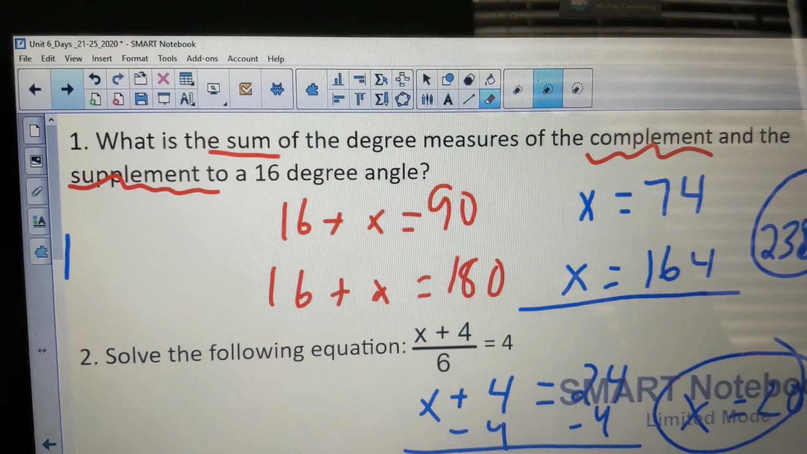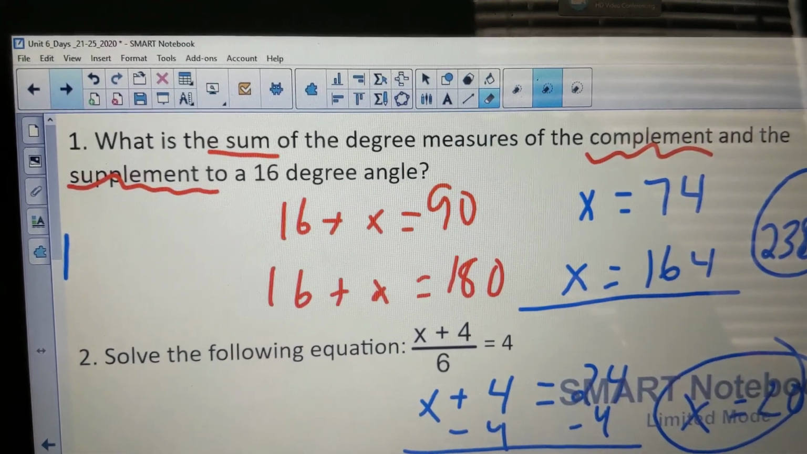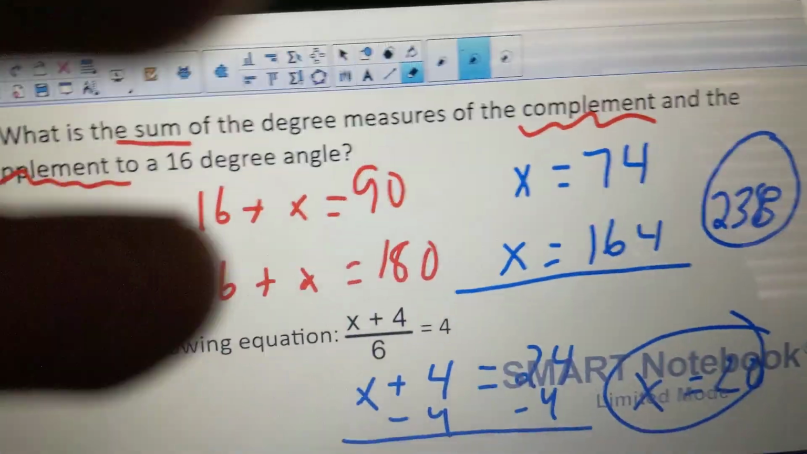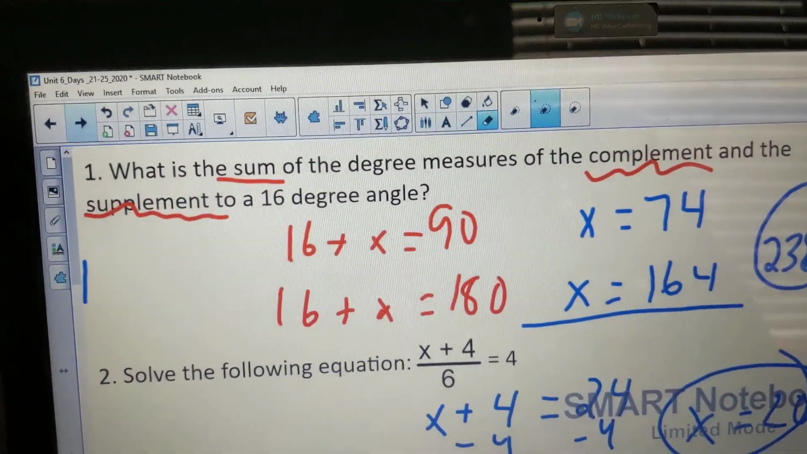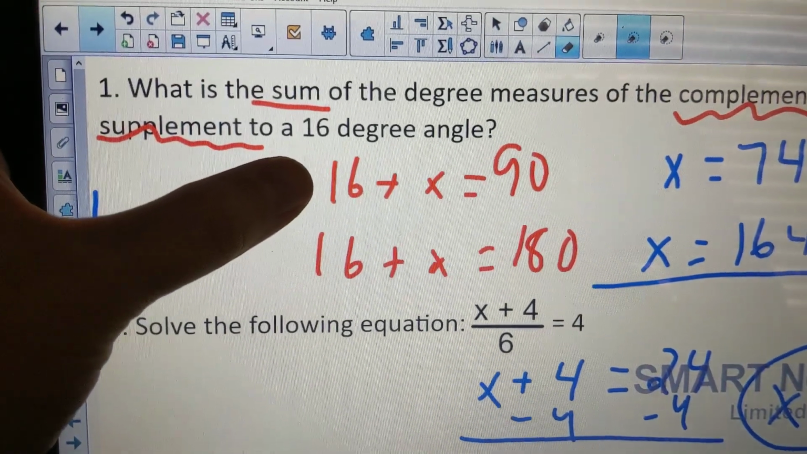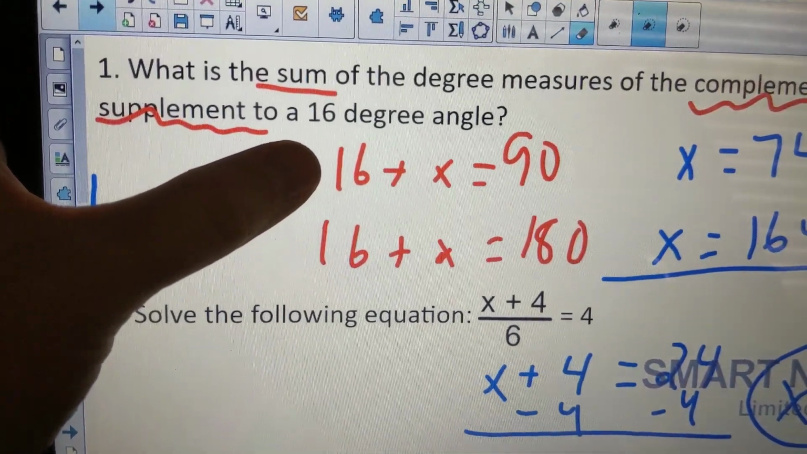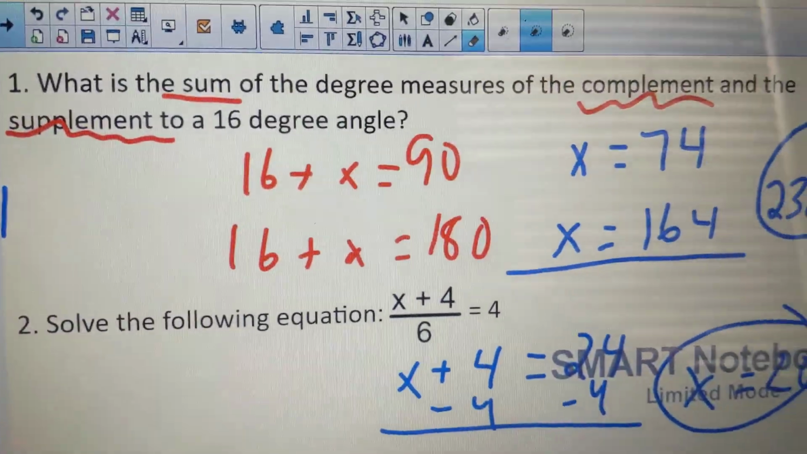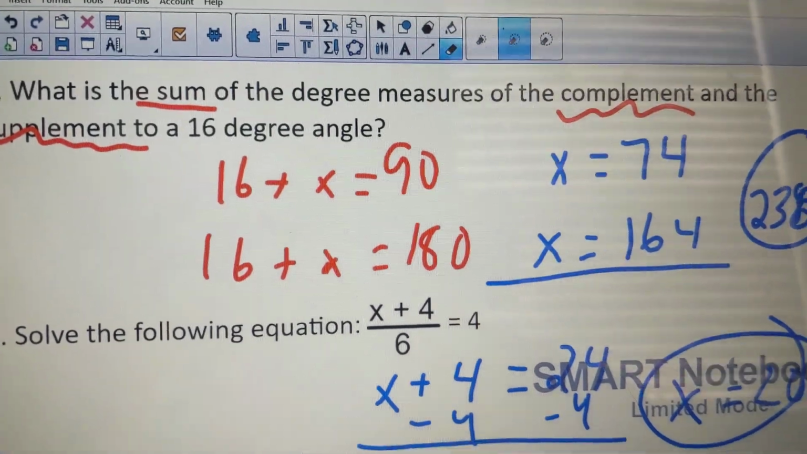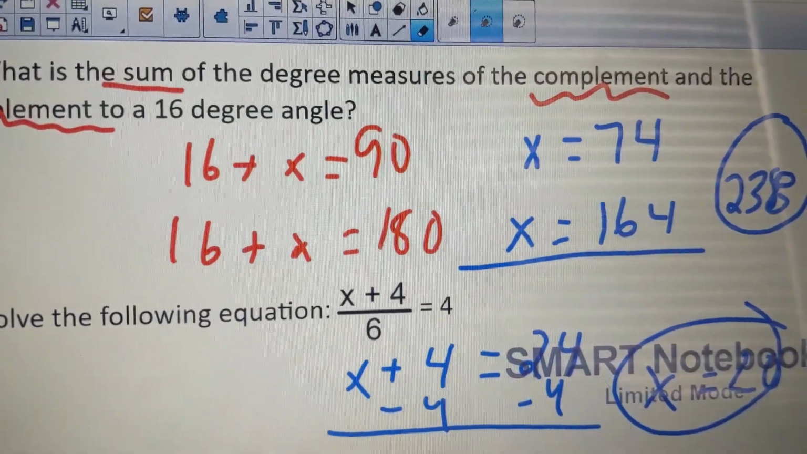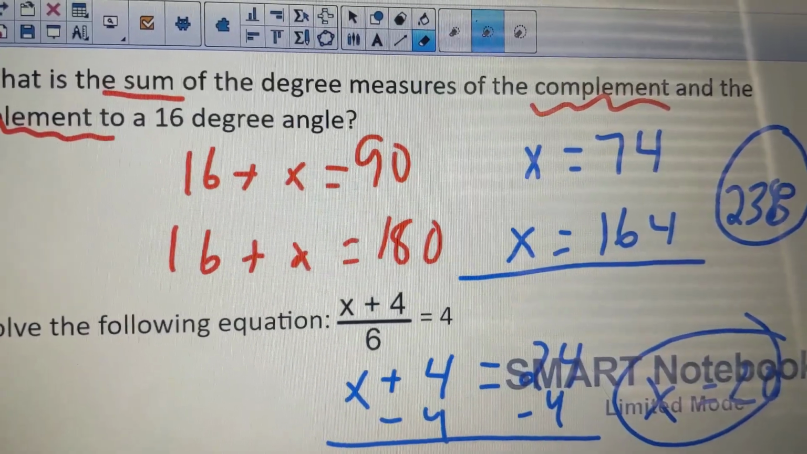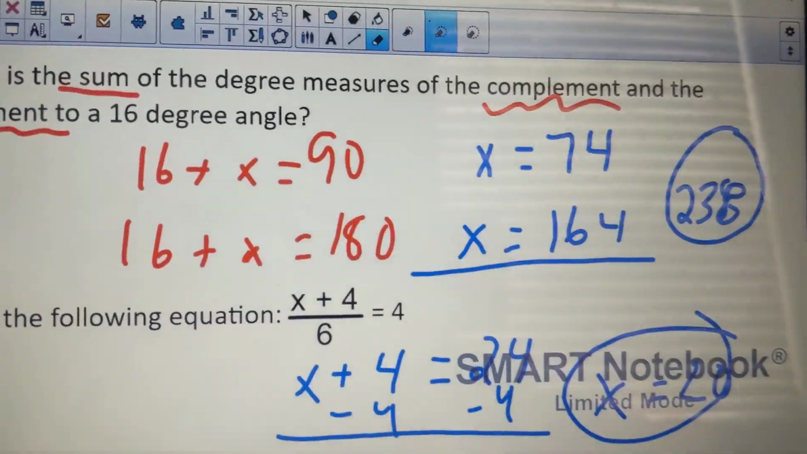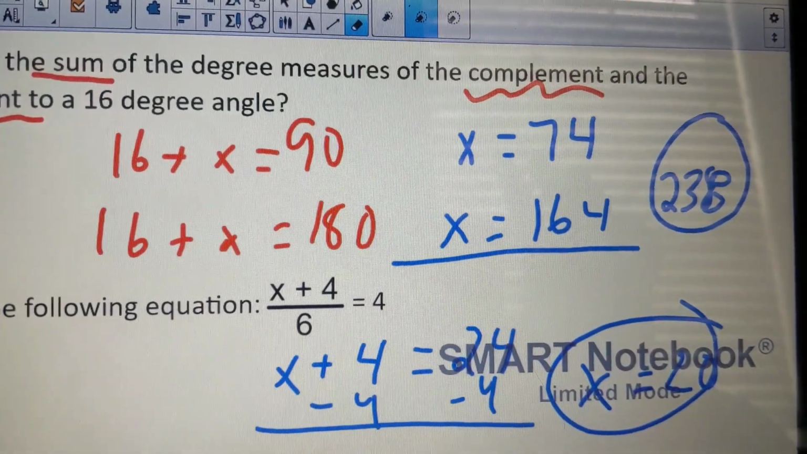Okay, number 1 on the warm-up, the sum of the degree measures of the complement and the supplement to a 16-degree angle. Well, this is a little bit different than what we've done before because it wants the sum of the complement and the supplement. Well, complementary angles add up to 90, so 16 plus some number will give us 90. Supplementary angles add up to 180, so 16 plus some number will give us 180. When we solve for each, we find the complement is 74 and the supplement is 164. However, neither of those is the answer because it wants the sum of those measures. So 74 plus 164 gives us the sum.